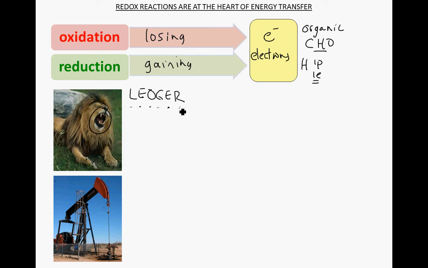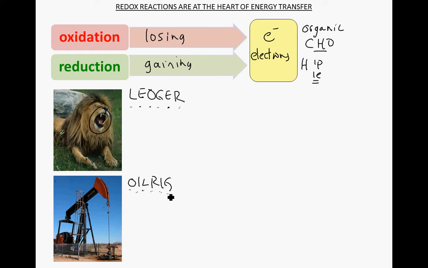It also works down here with an oil rig. This is an oil rig. Oxidation is losing electrons, reduction is gaining electrons. Okay, so let's put this into perspective.